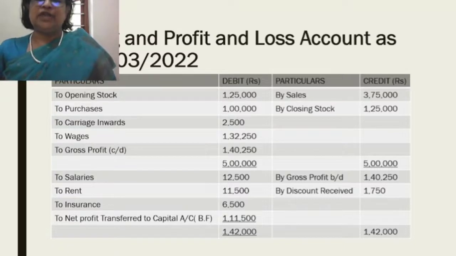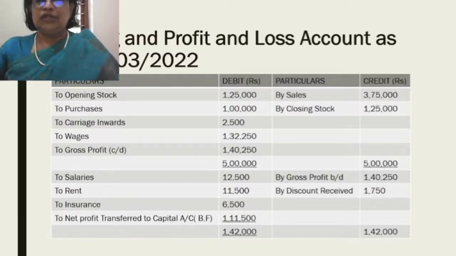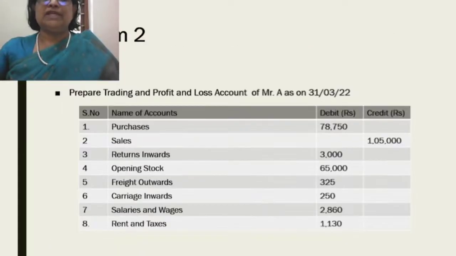So net profit, now you have to take the difference. Net profit transferred to capital account. That is 1,11,500. This profit we will transfer to capital account. If it's profit, we will add it to the capital account. If it's loss, we will subtract it from capital. That is the adjustment. Now we will do the second problem.